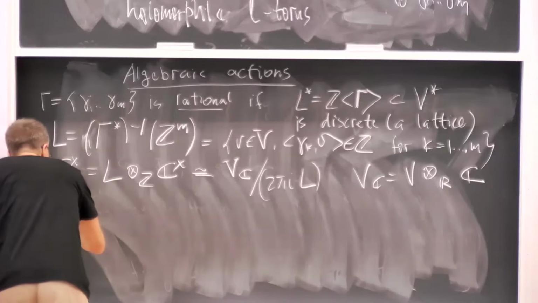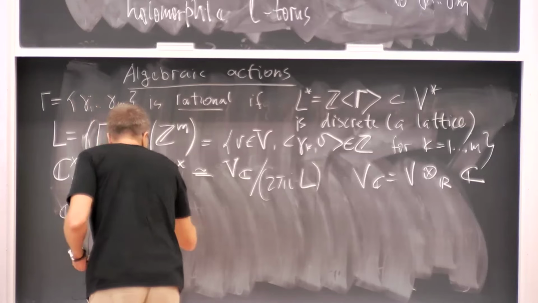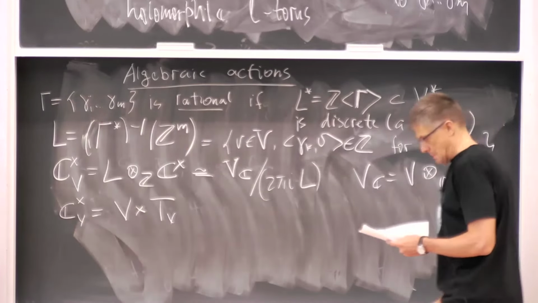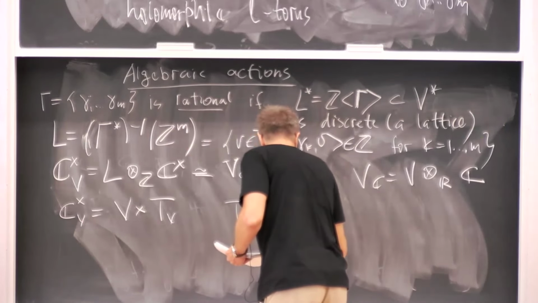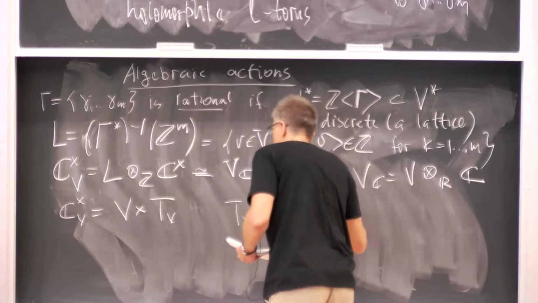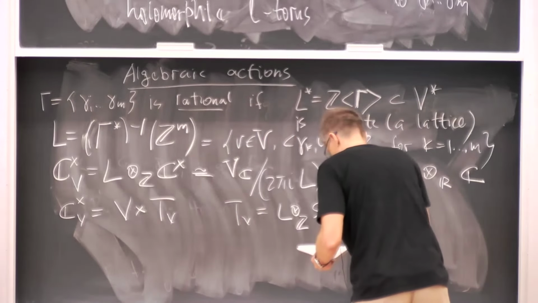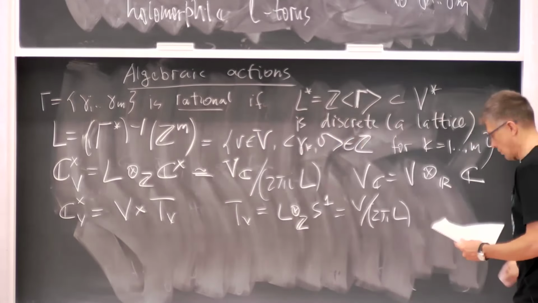And of course, you can decompose this torus as a product of the real part and the compact torus T_V, where T_V is a compact torus. It's the tensor product of the same lattice with S1. That's a compact torus.